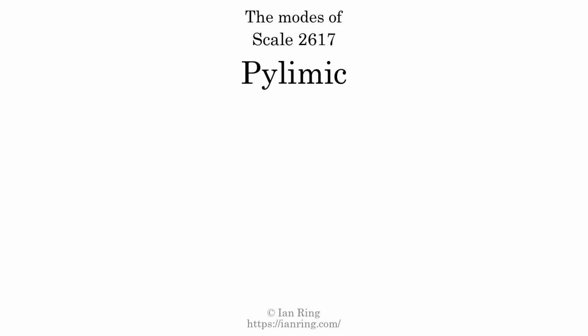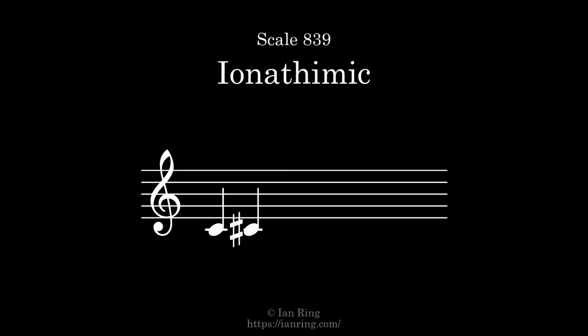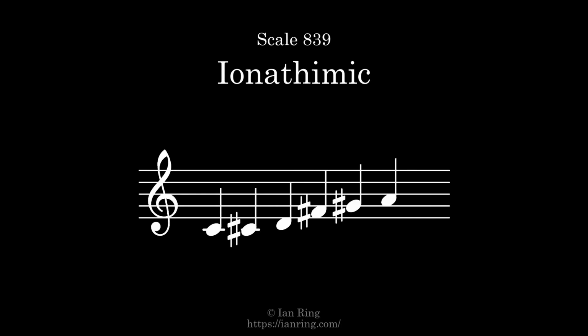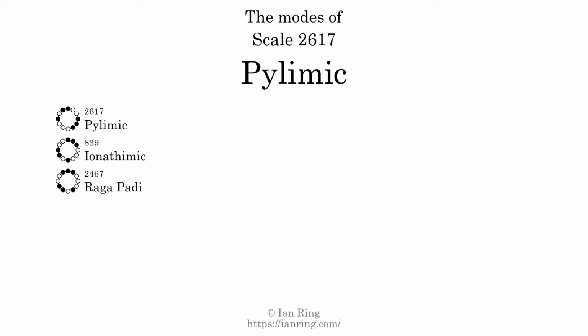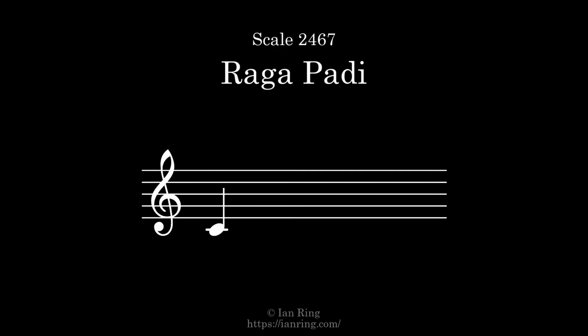This scale has 6 modes. The first mode is itself. The second mode is scale 839, also known as anathemic. It sounds like this. The third mode is scale 2467, also known as ragapadi. It sounds like this.